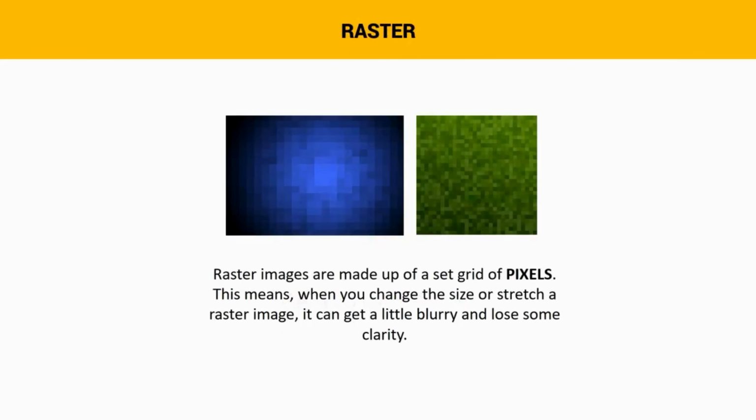Raster. Raster images are made up of a set grid of pixels. This means, when you change the size or stretch a raster image, it can get a little blurry and lose some clarity. Mostly all devices use raster formats.